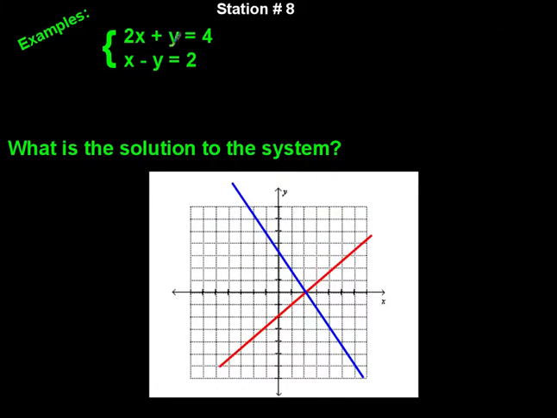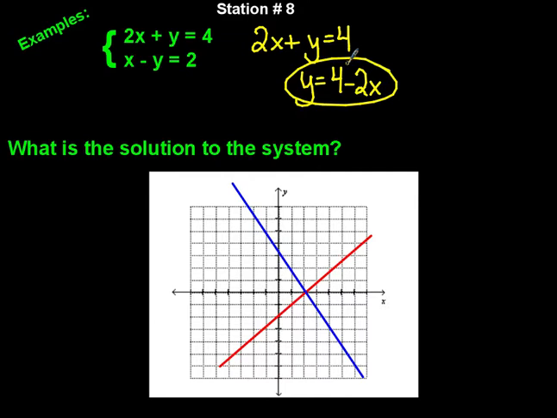All right, here's another example. So this one is not solved for y. So the first thing we need to do is get it in a form we can put in our calculator. So the first one, 2x plus y equals 4. Well, we just have to subtract 2x. So this is what I'm going to put in y1. The next one looks like this.